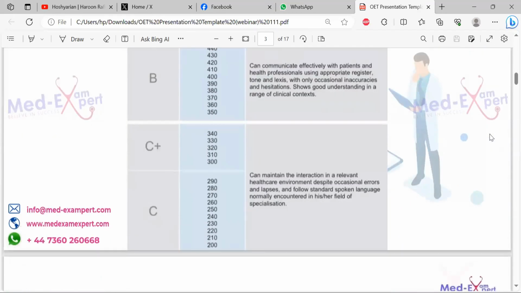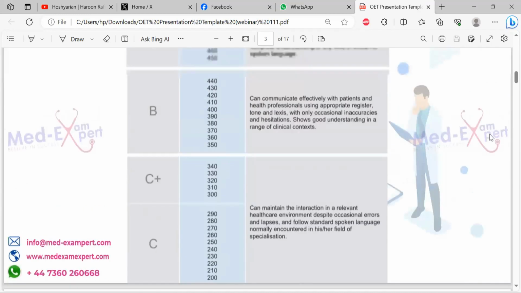Now there comes B grade, and B grade is when you score 350 to 440. Then you are lying in grade B, and this means that you can communicate effectively with patients and health professionals using appropriate register, tone, and lexis with only occasional inaccuracies and hesitations. It shows good understanding in a range of clinical contexts.